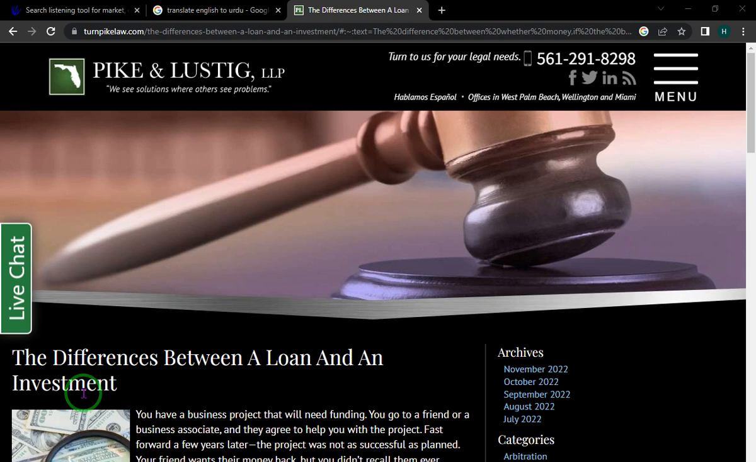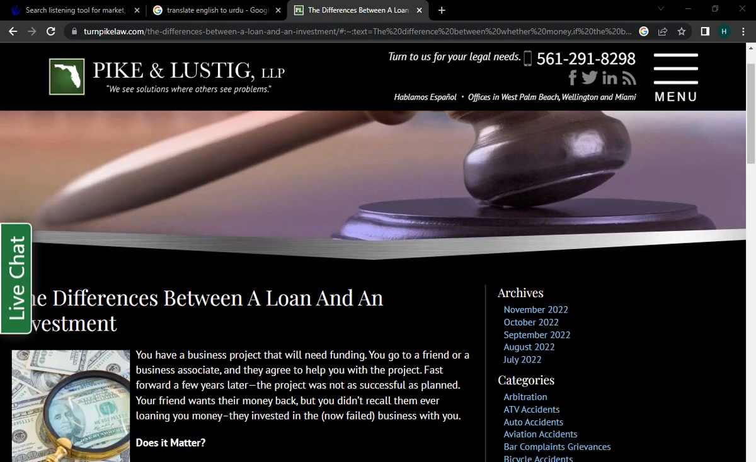The differences between a loan and an investment. You have a business project that will need funding. You go to a friend or a business associate and they agree to help you with the project. Fast forward a few years later, the project was not as successful as planned. Your friends want their money back, but you did not recall them ever lending you money. They invested in the now failed business with you.